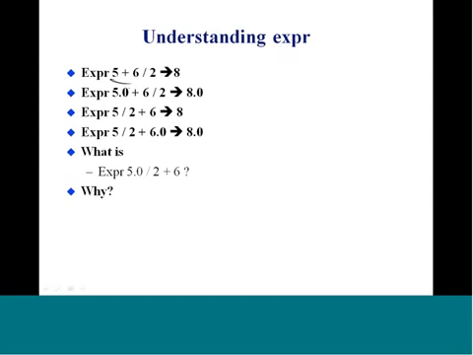The first one is fairly simple. You guys can answer 5 plus 6 by 2. So 6 by 2 is evaluated, which is 3, and then added to 5, we get 8. Now the next one is 5.0 plus 6 by 2. Again, since this is a real number, everything is converted into real, and then we get an answer of 8.0, which is a real number.